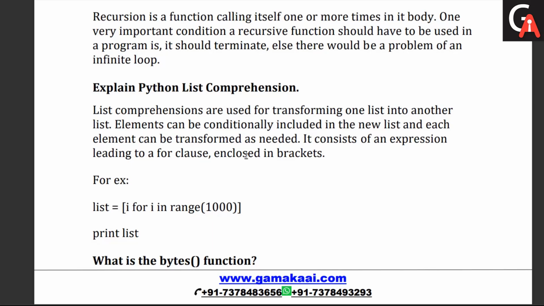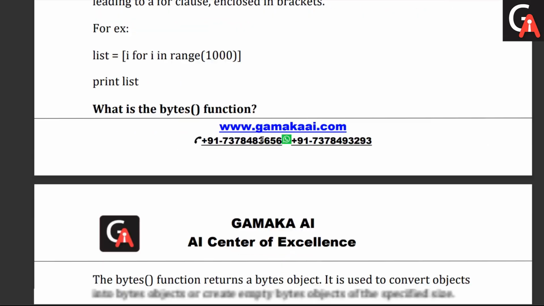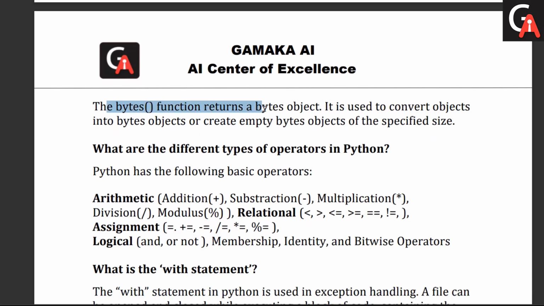Next question we have: what is the bytes function in Python? The bytes function returns a bytes object. It is used to convert an object into a bytes object or create an empty bytes object of a specified size. It's a built-in function to convert any object into the bytes format.